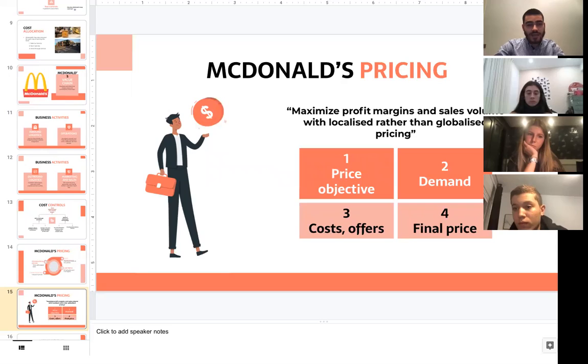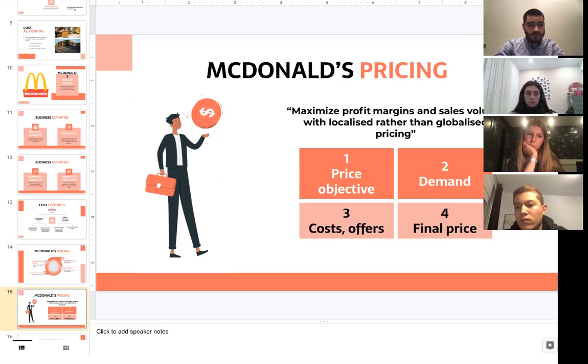So McDonald's aim is to use prices to maximize profit margins and sales volume. Despite the cost reduction, which is characteristic of standardization and vertical integration, as mentioned before, the implementation of McDonald's prices is localized rather than globalized, meaning that McDonald's has different pricing for different countries. Each country and each franchise undergoes a strict process to determine the price for a particular market.